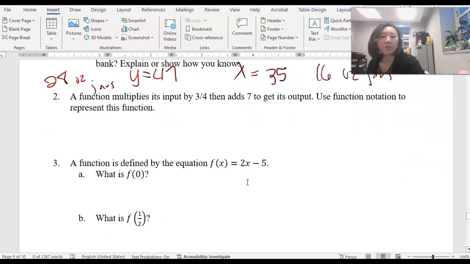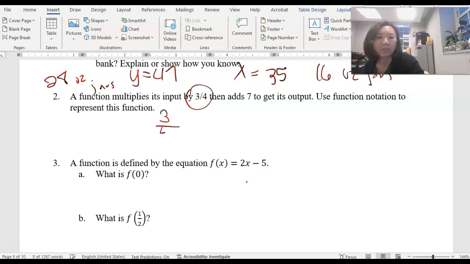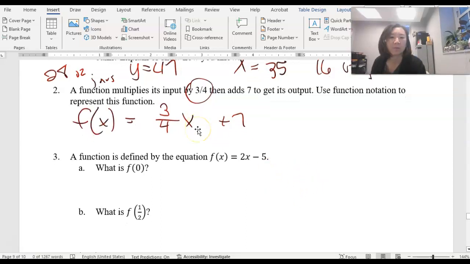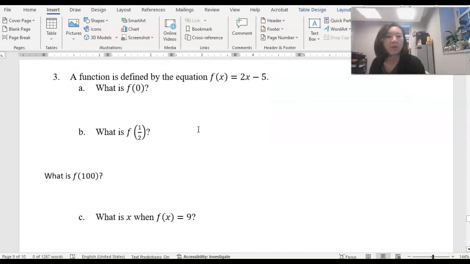All right, number 2, a function multiplies its input by 3/4. Okay, so 3/4 times x, and then adds 7 to get its output. So use function notation. We're just going to put an f of x in front of that. Number 3, a function is defined by this equation.